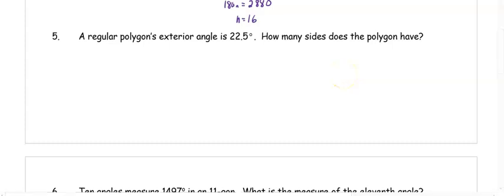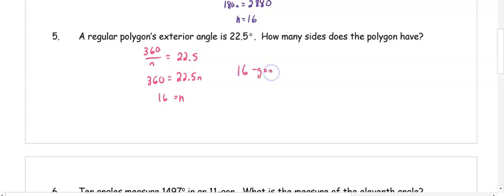In number 5, a regular polygon's exterior angle is 22.5 degrees. How many sides does the polygon have? So each exterior angle is going to be 360 over n, and that's going to equal 22.5 degrees. So we can multiply both sides by n. 360 equals 22.5n. When we divide, we get n is 16. So this is a 16-gon.